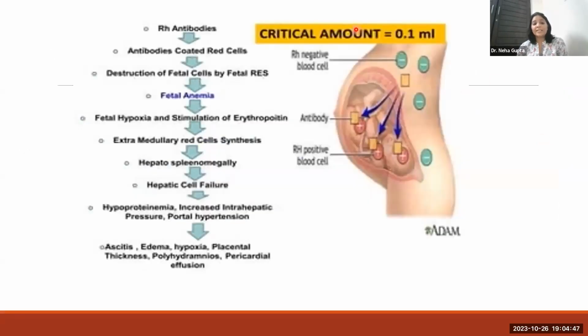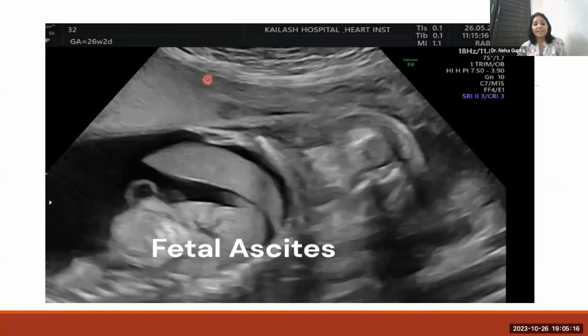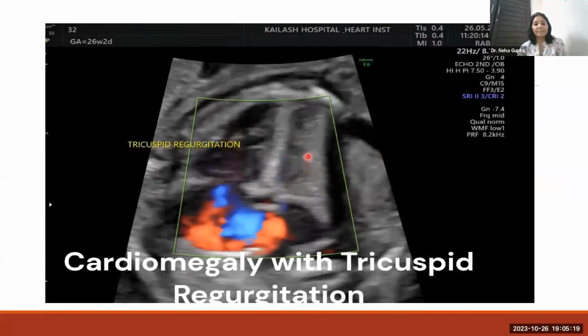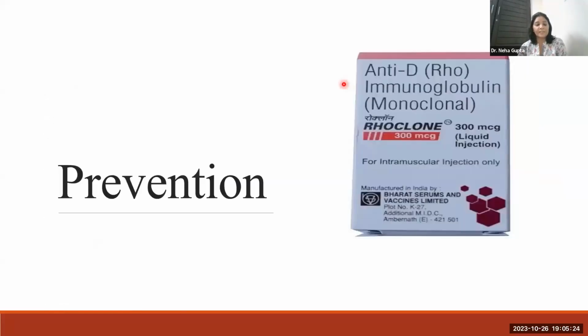When these antibodies develop, they enter into the fetal circulation. These IgG antibodies cross the placenta, enter the fetal circulation, bind with positive RBCs and lead to destruction of the cells, leading to anemia. Ultimately, there is stimulation of extramedullary hematopoiesis, and you have hepatosplenomegaly, liver failure, ultimately leading to ascites, edema, and hypoxia. Now, this is the critical stage that we really don't want to enter. You can see the placentomegaly, the ascites, cardiomegaly, pericardial effusion, and severe subcutaneous edema, the severe hydropic stage.